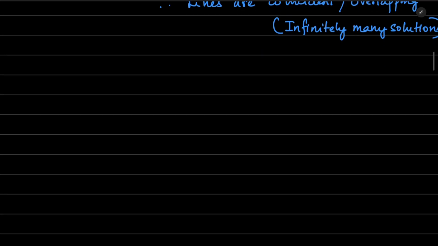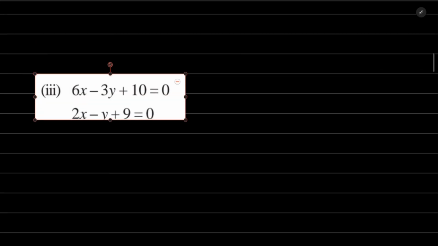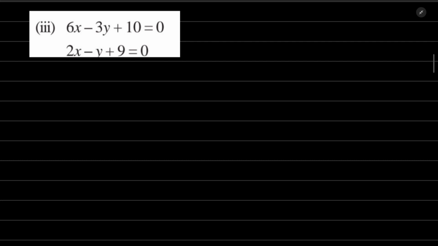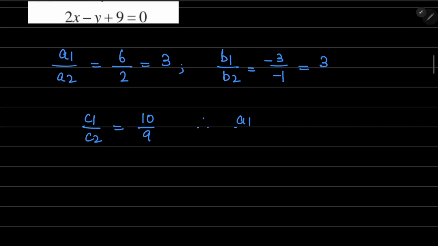Now let's move on to the third question. What is the third question here? Again, we have to do it the same way. Let's take the ratios. What's a1 by a2? 6 divided by 2, which is nothing but 3. What is b1 by b2? Minus 3 divided by minus 1, which is again 3. Now the c1 by c2 ratio is nothing but 10 divided by 9. So therefore, a1 by a2 is equal to b1 by b2, but this is not equal to c1 by c2.